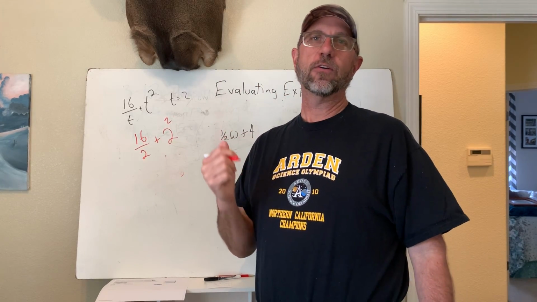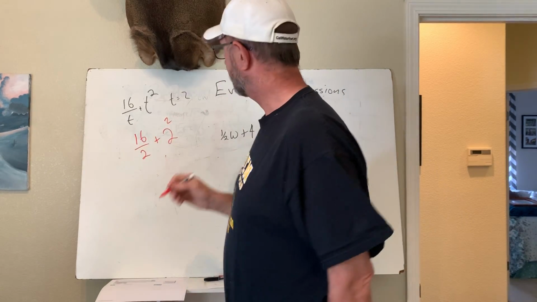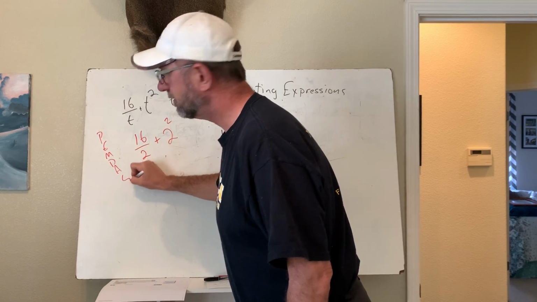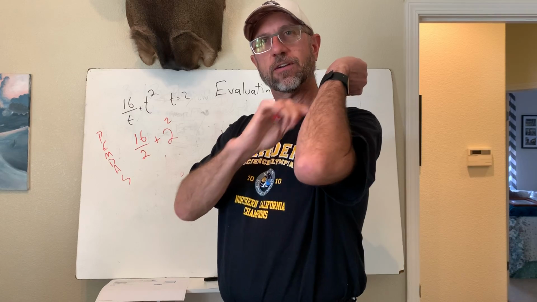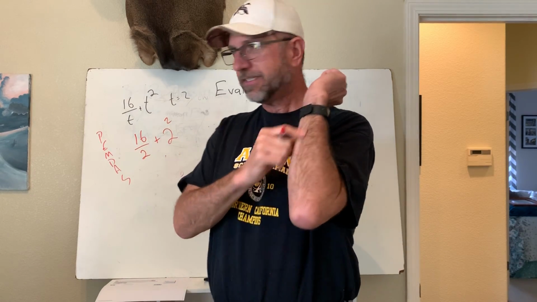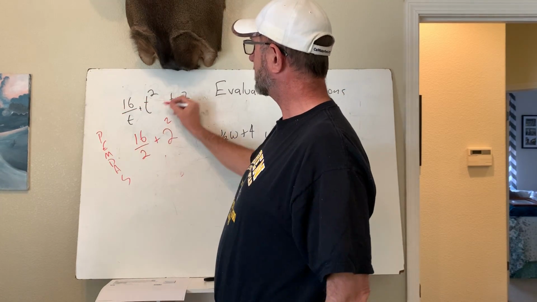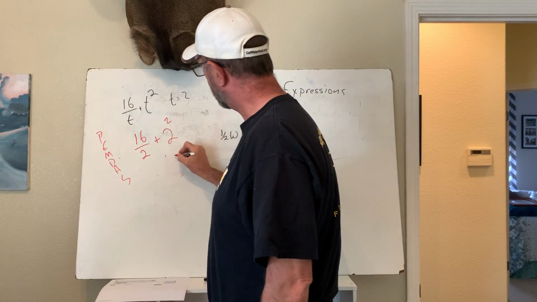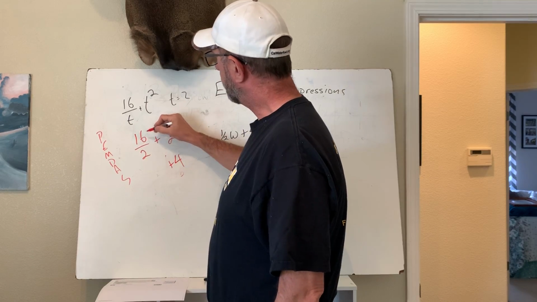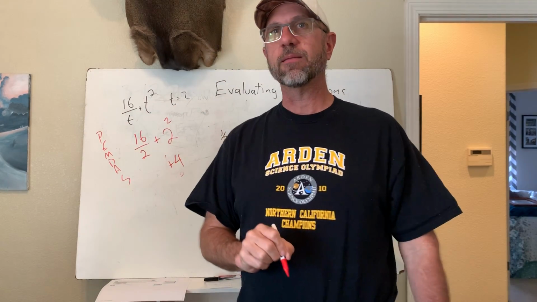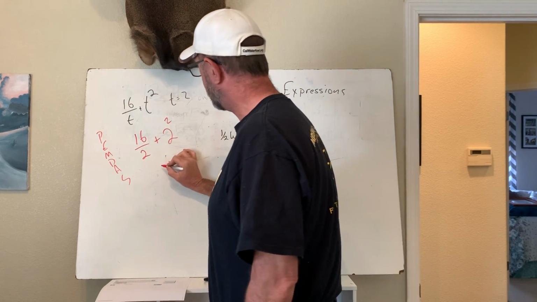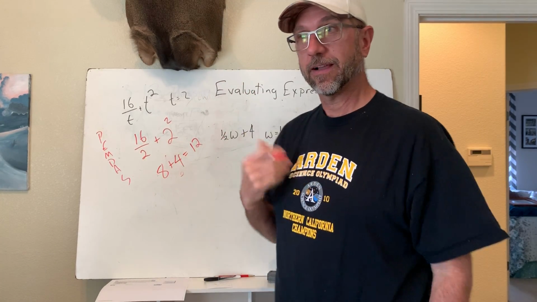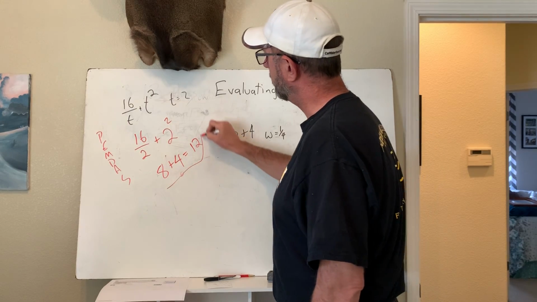Then, of course, we have to follow order of operations, PEMDAS, right? And if you're not sure, look at the little tattoo that you put on your forearms. Hopefully you all have them, PEMDAS. Okay, parentheses, exponents. Exponents right here, 2 squared means 2 times 2, which is 4, plus, then multiply, divide. 16 divided by 2 is 8. So 8 plus 4 equals 12. Okay, so that's how we would get that one.